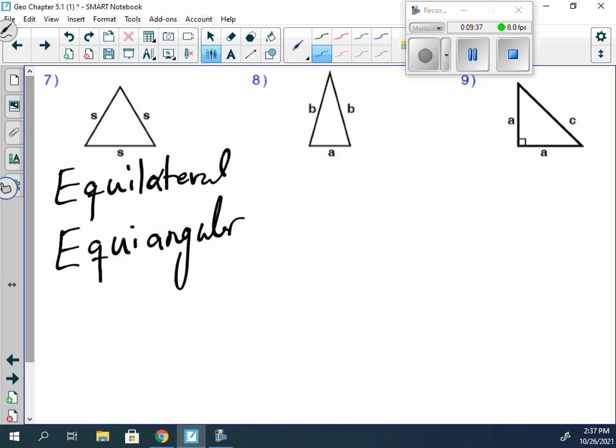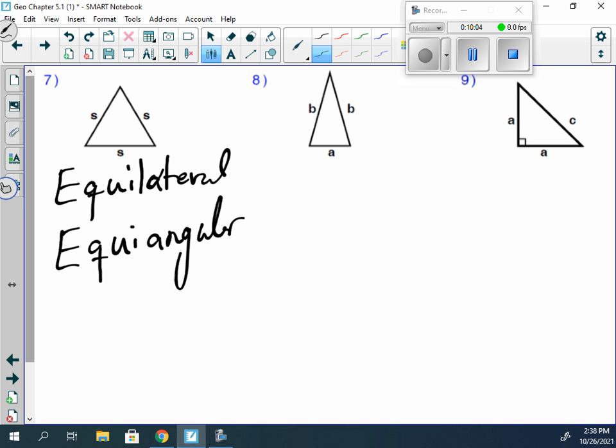Acute means that all three angles are less than 90. Equiangular, all three angles are the same. And we'll go over the exact property of why this works, but if we do have equilateral, it is going to be equiangular. I will take acute instead of equiangular, but equilateral, that's the only one we have.